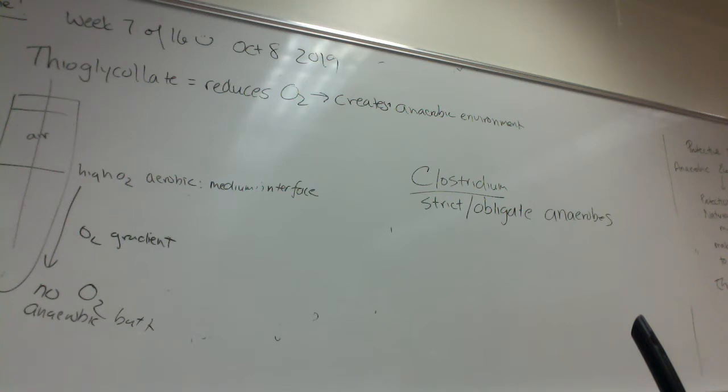Hey, does this make sense, folks? Strict or obligate aerobes make at least the superoxide dismutase and catalase. Obligate anaerobes can't make any protective enzymes, right? Does that make sense? Okay.